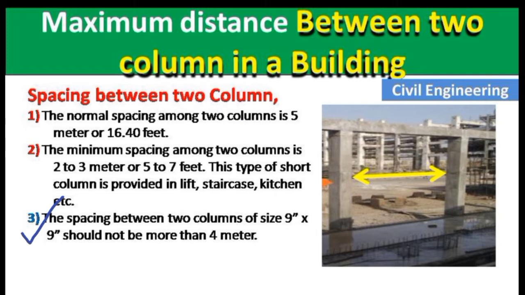After that, the spacing between two columns, if the size is 9 inch by 9 inch. Guys, this point is very important. If our column size is 9 inch by 9 inch, then we should not provide spacing between two columns of more than 4 meter. Keep in mind that if we increase the spacing between the two columns to more than 4 meter, then we have to increase the dimension of the column.